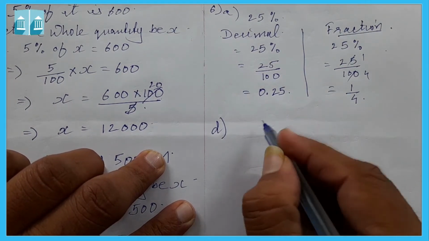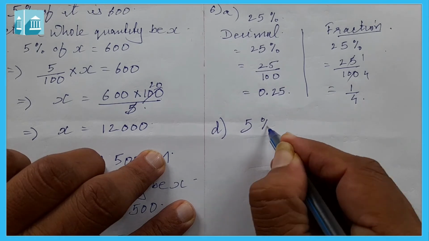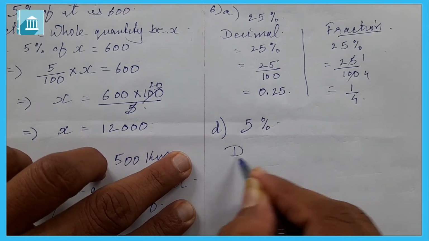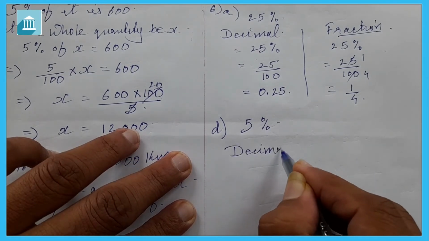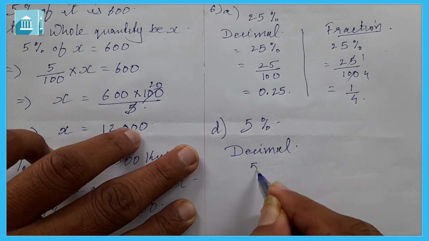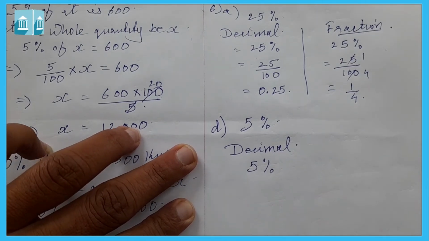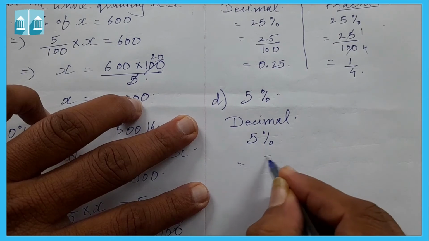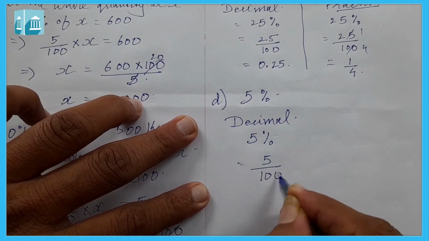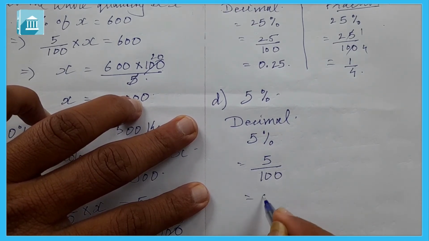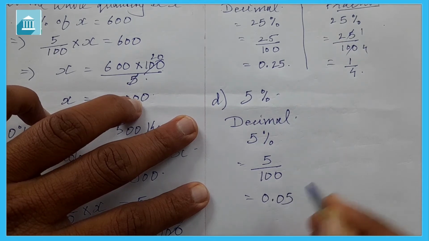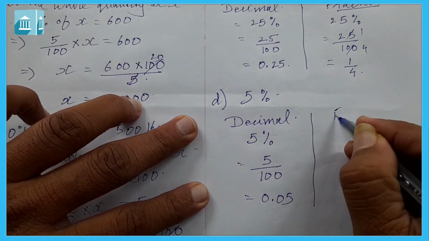Question number D is 5%. Now first we will convert it into decimal. Decimal is, let us see, 5% to 5 upon 100, which will be equal to 0.05.